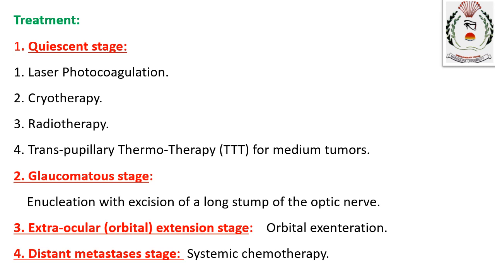If there is extraocular orbital extension, we have to do what is called orbital exenteration. Not only removal of the eyeball and stump of the optic nerve like enucleation, but also removal of muscles and other layers of the orbital cavity, the contents of the orbital cavity. If there is distant metastasis, we refer the child to get systemic chemotherapy.